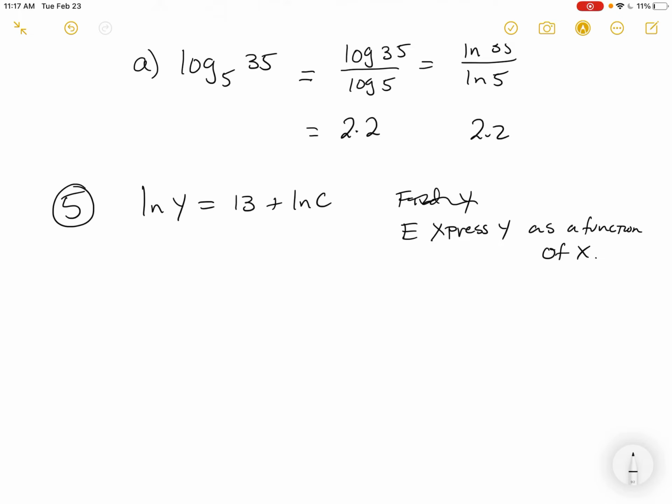No problem. If you're going to do that, then if you have logs involved and you need to peel them off, which we do because of this y here, you want to bring all your logs together. So the first thing I'm going to do is bring my ln c over here. Then you're going to use properties of logs to combine them. So this is ln of y over c. And that's equal to 13.